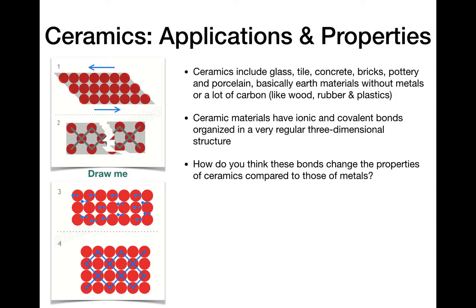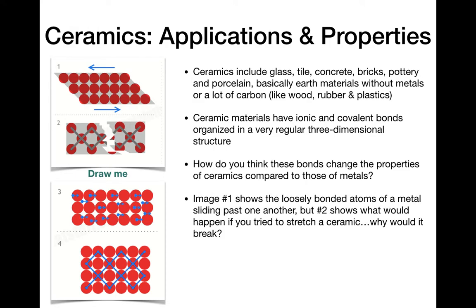Well, we know the strongest bond type is ionic. That positive attraction is a very strong bond type, and then covalent are the next strongest, and the metallic are the next strongest. So we already have a much stronger bond holding these atoms together in a very organized way in ceramics. So image number 1 here, we're showing what happens with breaking.